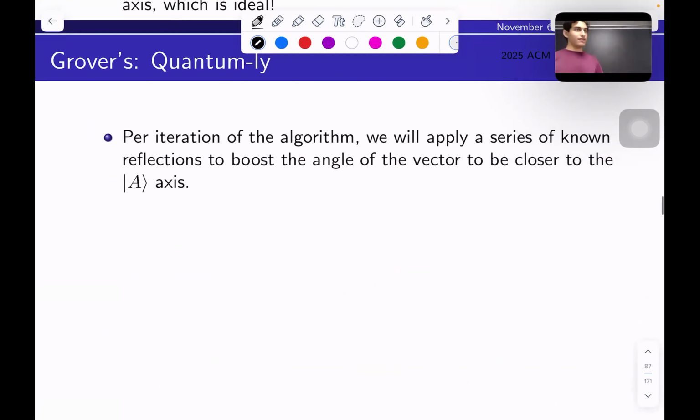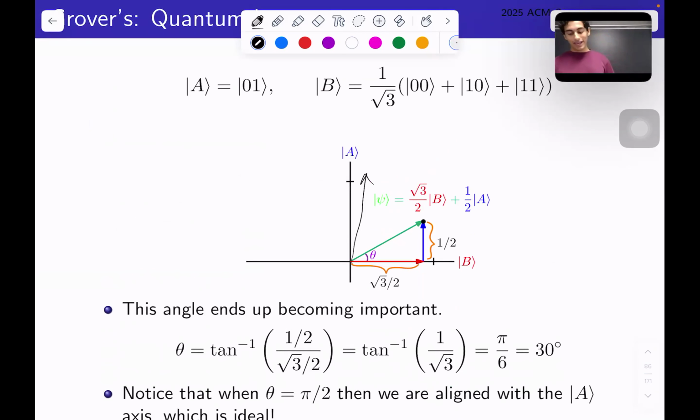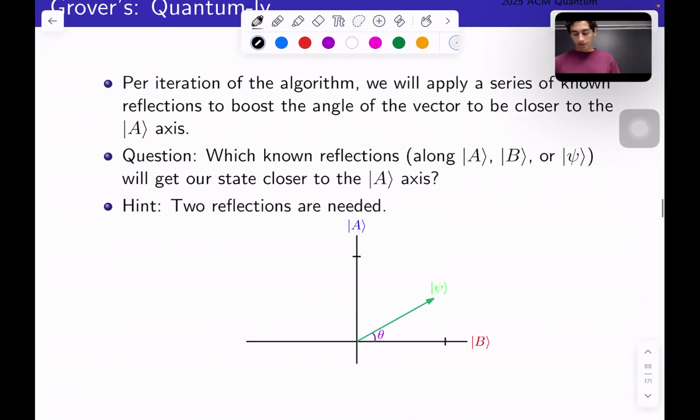Like we said, per iteration of the algorithm, we're going to apply some series of known reflections to basically boost this angle to get as close to the a-axis as we can. We can't rotate it arbitrarily, because we don't actually know where the state is. We just have to reason where the state is and then measure it at the end. So we'll go over how we're going to do that.